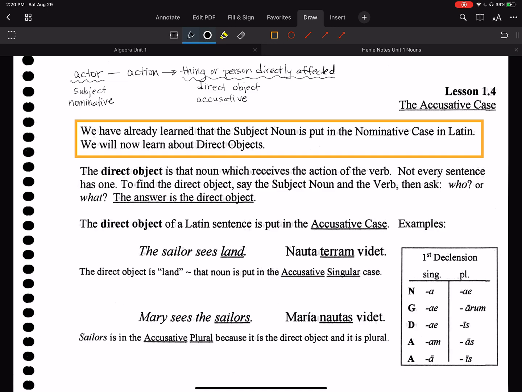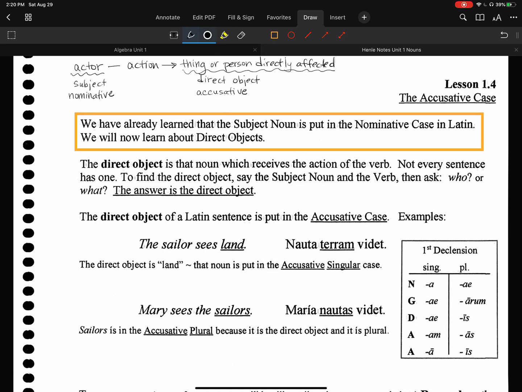Now, the direct object is the noun which receives the action of the verb. Not every sentence will have one. There's a lot of English sentences out there that don't have direct objects, and a lot of Latin sentences that don't have direct objects. They all have subjects. Those might be built into the ending on the verb, but they're there. But direct objects aren't really a necessary part of life. To find your direct object, say the subject, noun, and verb, and then ask who or what. Your answer then is usually the direct object of the sentence.